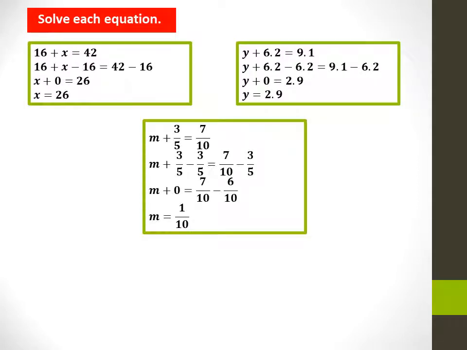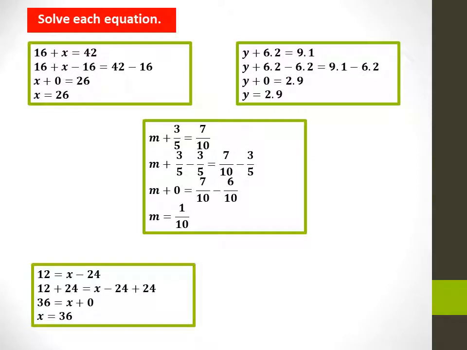M plus 3 over 5 equals 7 over 10. To get m by itself, I need to subtract 3 over 5 from both sides of the equation. M equals 1 over 10. 12 equals x minus 24. To get x by itself, I need to add 24 to both sides of the equation. X equals 36.